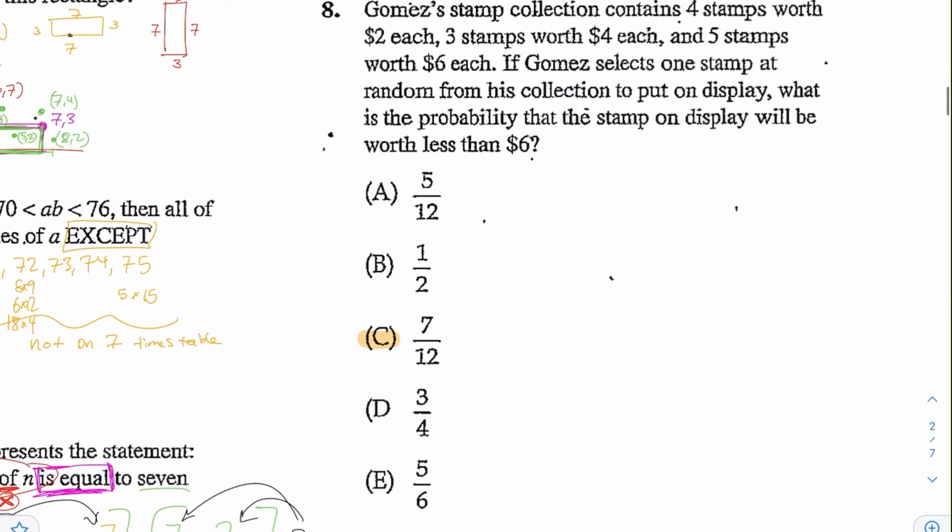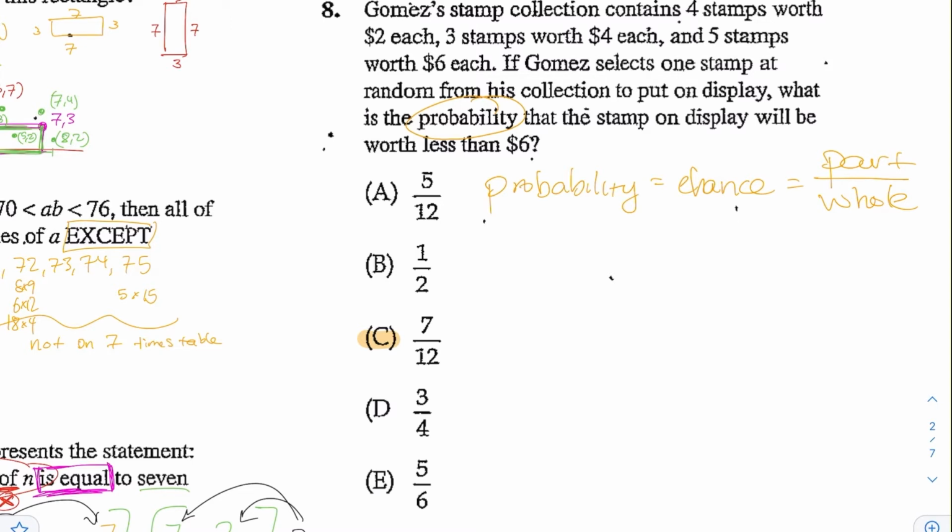All right, next from number 8, Gomez's stamp collection contains 4 stamps worth $2 each, 3 stamps worth $4 each, 5 stamps worth $6 each. If Gomez selects 1 stamp at random from his collection to put on display, what is the probability that the stamp on the display will be worth less than $6? The keyword here is probability. So probability represents a chance, and we could represent this chance using a fraction, so just part over whole.